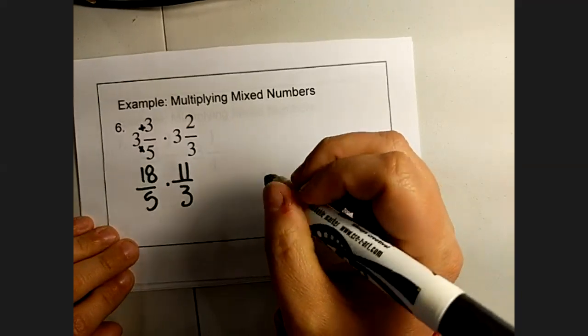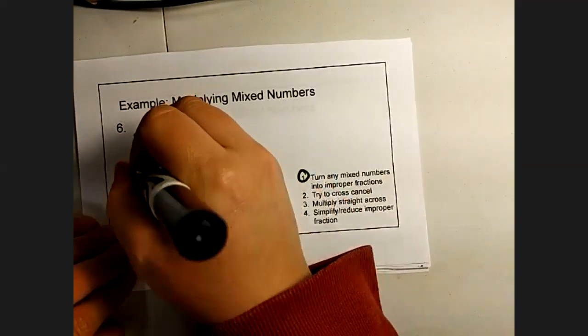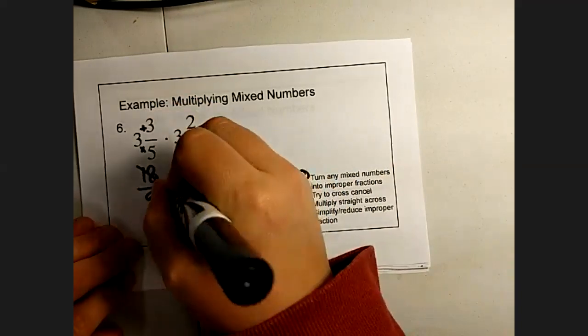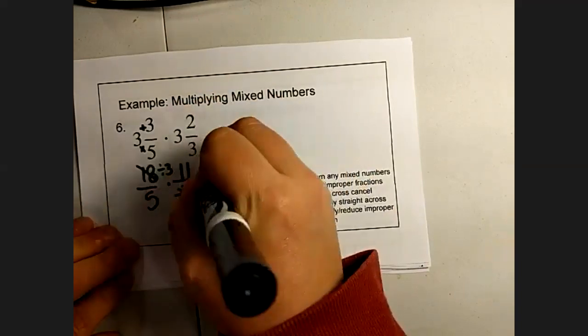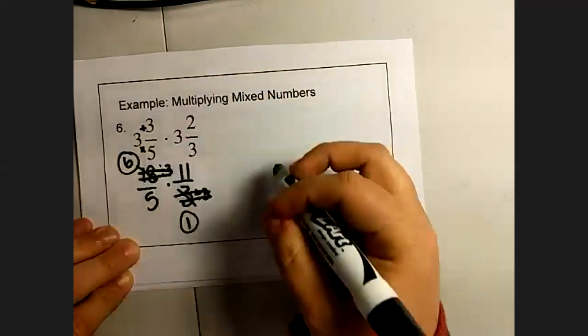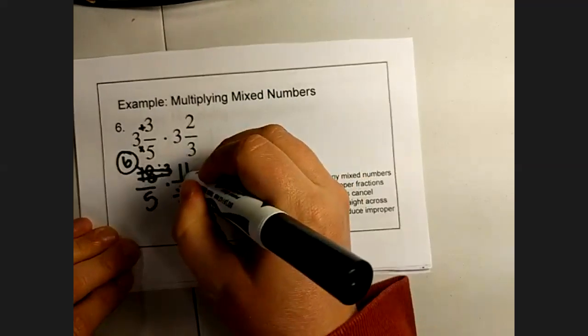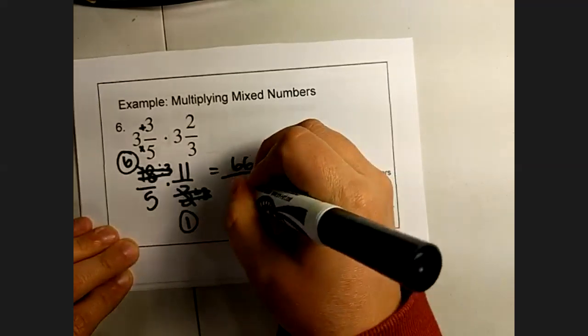So looking at this, 11 and 5, they don't have anything in common, so I can't cancel there. So I really hope I can do something here. 18 and 3 I can divide them both by 3. 3 divided by 3 is 1. 18 divided by 3 is 6. So now I have 6 times 11 in the numerator going straight across. 66. 5 times 1 is 5.